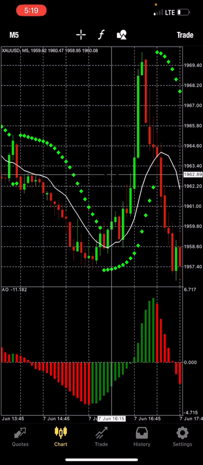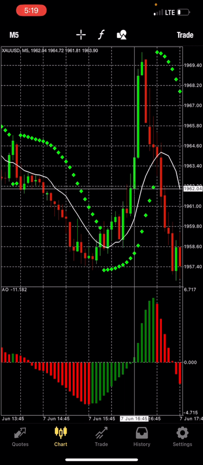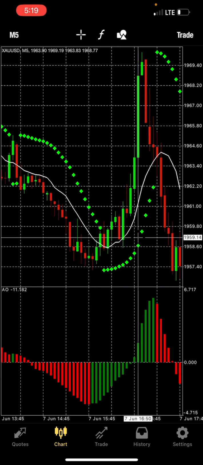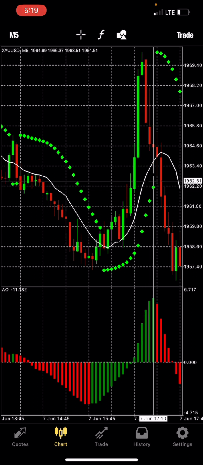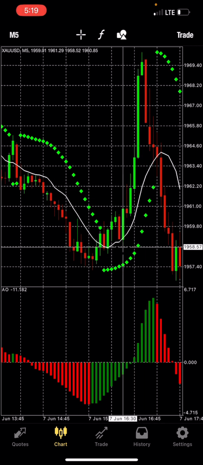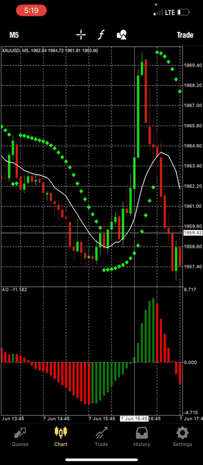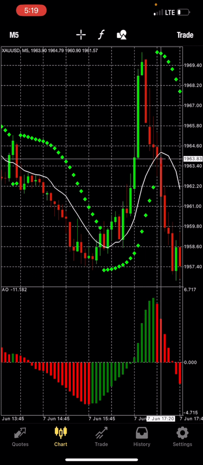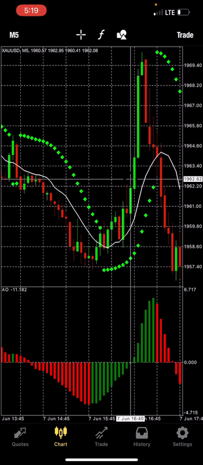Okay, here, what do I have here? It crossed. Our white moving average crossed, and our parabolic SAR is showing us that we're approaching a bullish trend, and our awesome oscillator says we are bullish. So we'll get in on this candle, and then we exit here. So this is just like a minimal loss, guys. We entered here and we exit here.